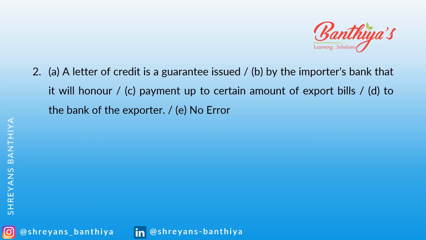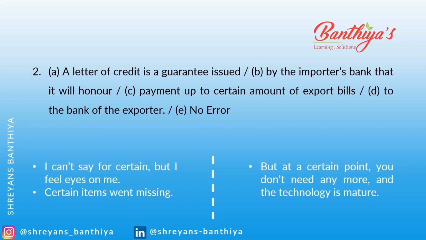Let's understand more about certain. So I can't say for certain, here the certainty is talked about. Certain items were missing, that is some items were missing, is the meaning of just certain. But when I use a certain, as in at a certain point, you don't need any more and the technology is mature, that is at a particular point. So are you able to understand the difference between certain and a certain? I hope guys that you are understanding. So here we have to insert a with certain.